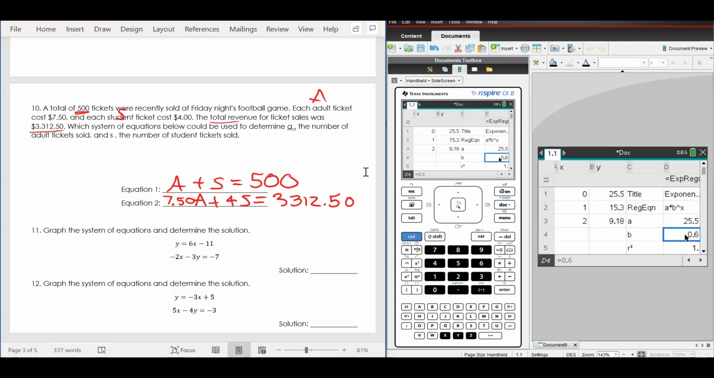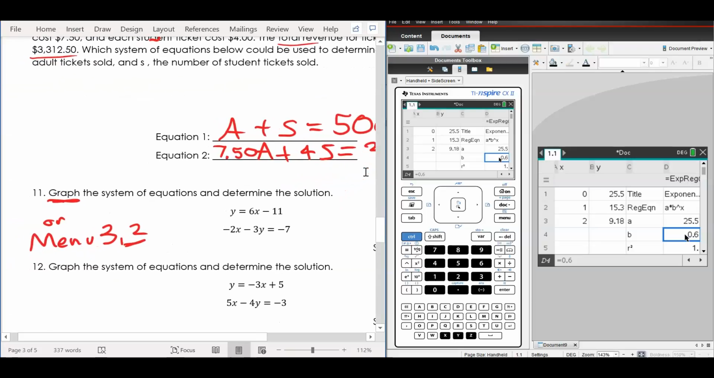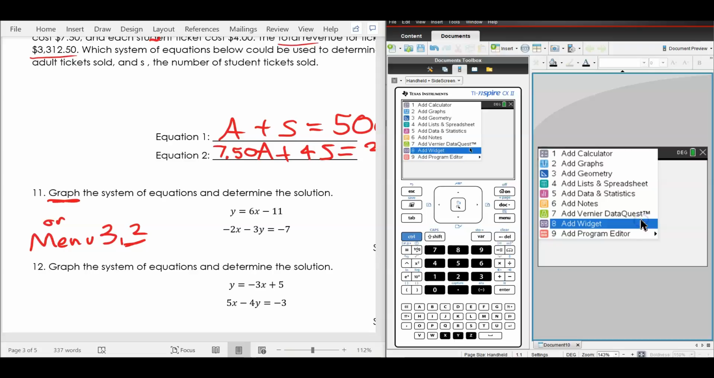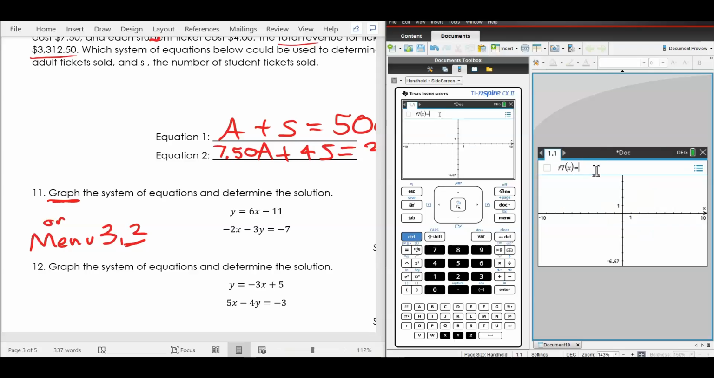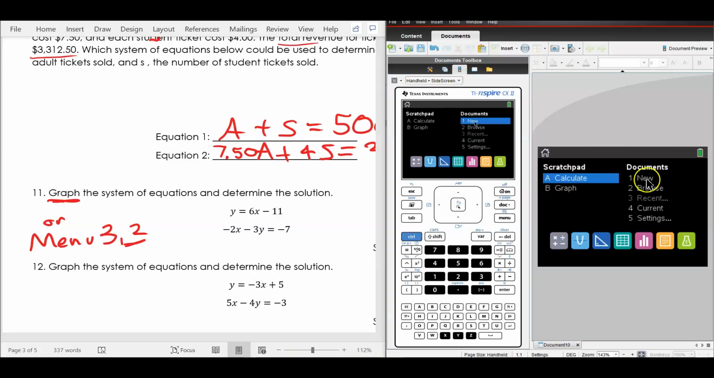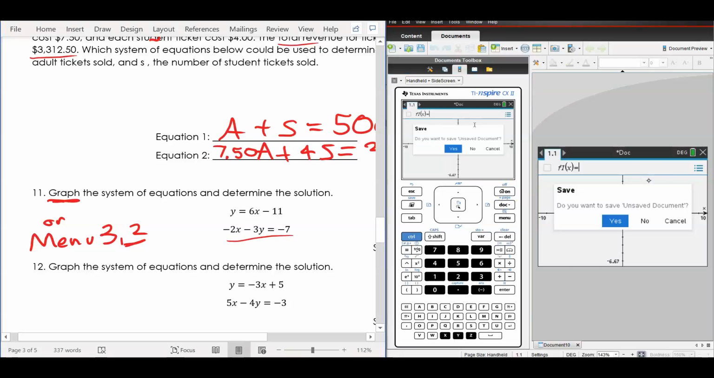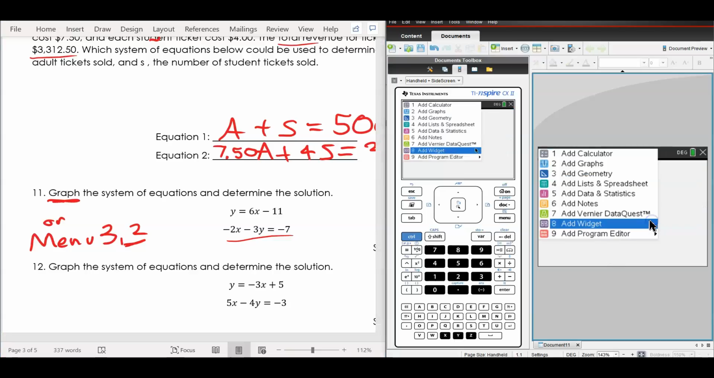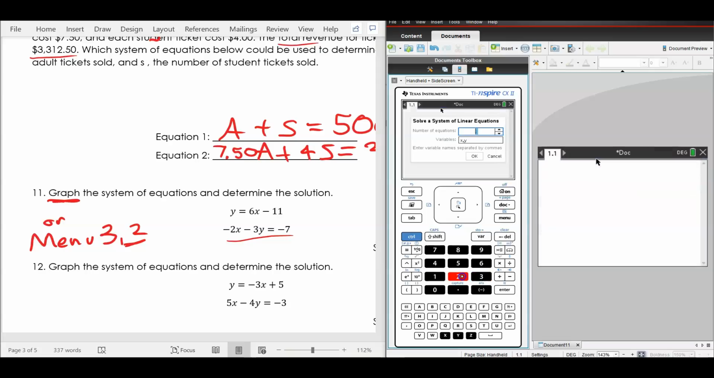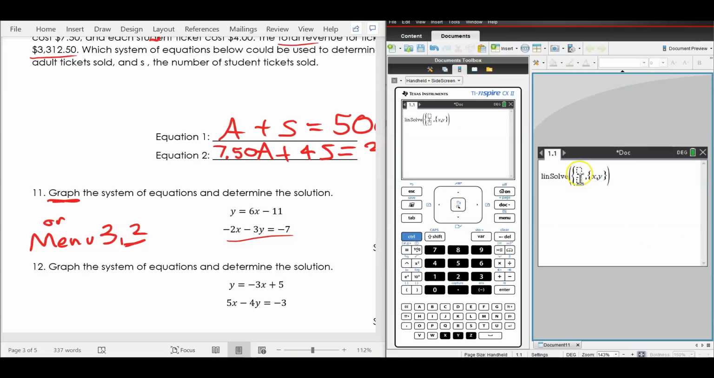Again, using what you know about equations. Okay, graph the system and determine. Now, you can graph it, or you can use menu 3, 2. Type them in, okay? I'll show you how to do both. So if you graph this, you go to number 2. Now, actually, we're not going to graph it, because you'd have to solve this for y. This is not in y equals form, so let's just do it the straightforward way. Menu 3, 2, hit OK. Just type it in the way you see it.